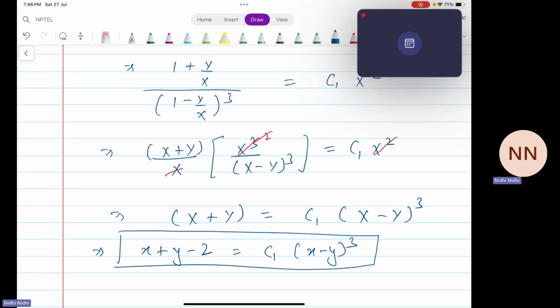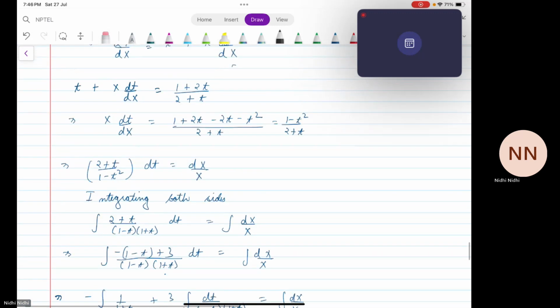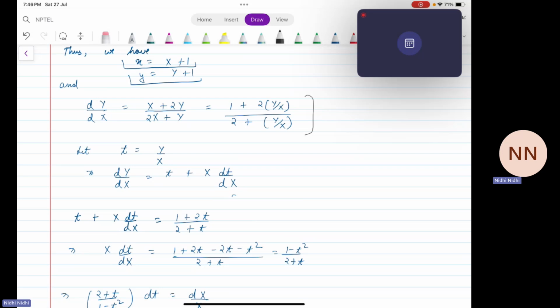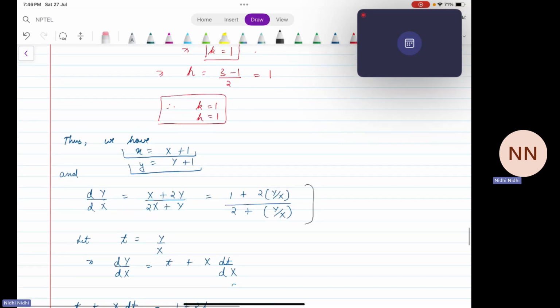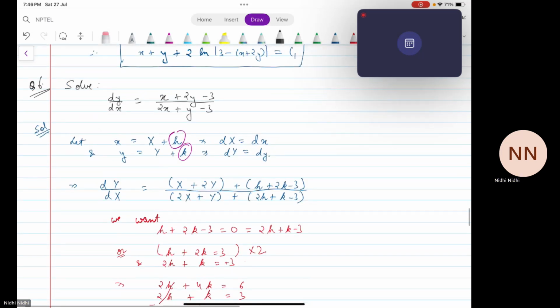So I hope this solution was fine with everyone. If you have any doubt, please let me know. So here we mainly used the method to solve a homogeneous equation, and to convert our problem into a homogeneous equation, we did a tactical substitution. We have taken h and k as constants, which we can do because their derivative would turn out to be 0, so dy by dx won't change.